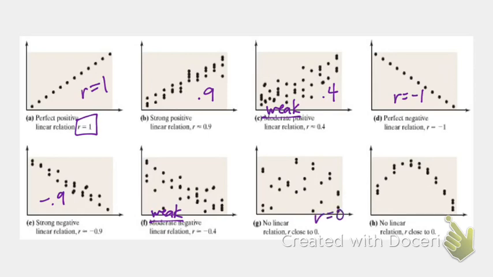This one is R equals 0, and this one is also R equals 0. And why is the last one 0? It's curved, yeah. So even though the relationship looks good, it's not linear, so it's curved.